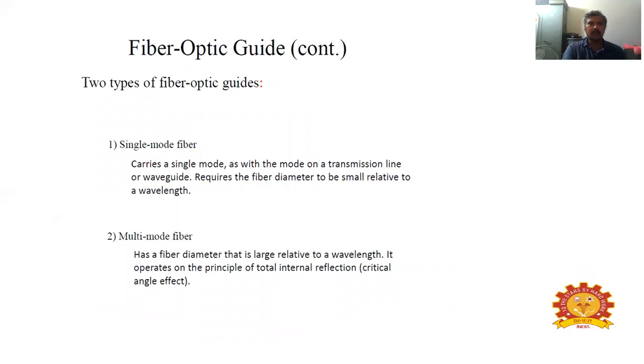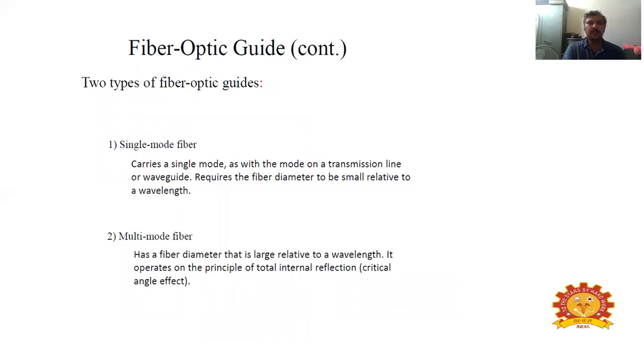So next, what are the two types of fiber optic guides? The first one is the single mode fiber. The main point about the single mode fiber is that it requires the fiber diameter to be small relative to the wavelength. As compared to the wavelength, the fiber diameter should be very small. That's the main point about single mode fiber. The other point is that it carries a single mode, as with the mode on a transmission line or a waveguide.